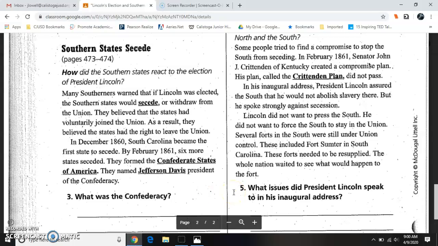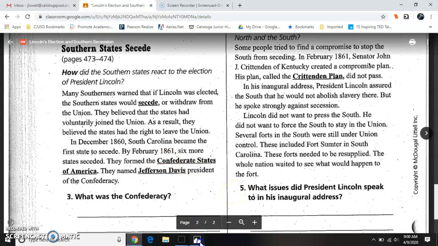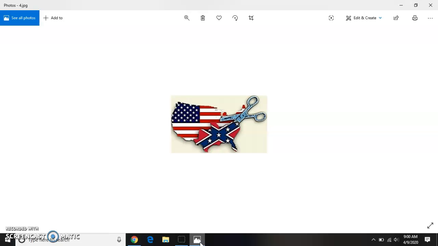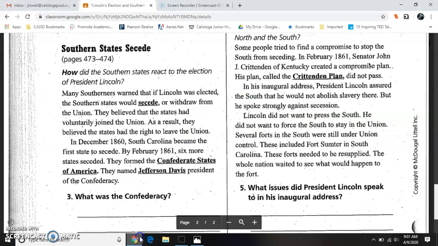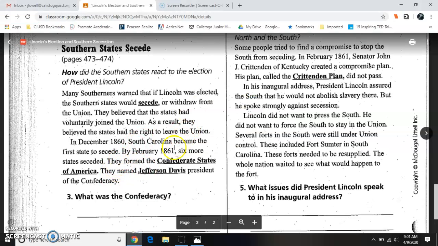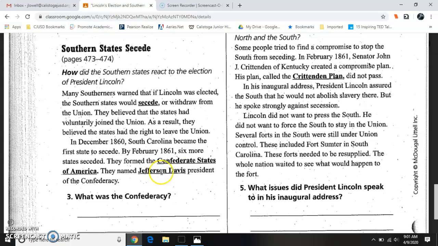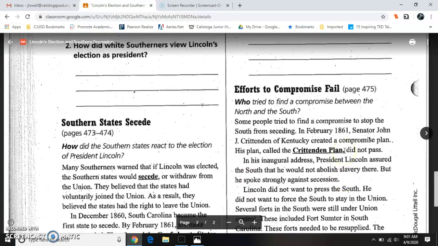And they formed what was called the Confederate States of America. Literally this is dividing America into two nations: in the North and the West, what we would call the United States of America, and in the South, this new republic called the Confederate States of America, also known as the Confederacy. They will name Jefferson Davis as their president.